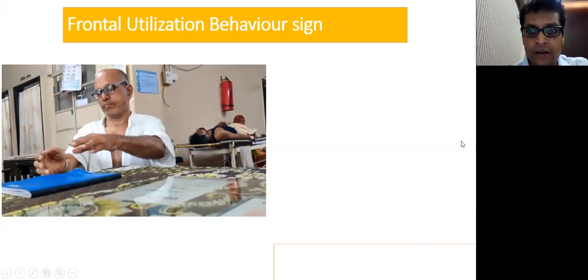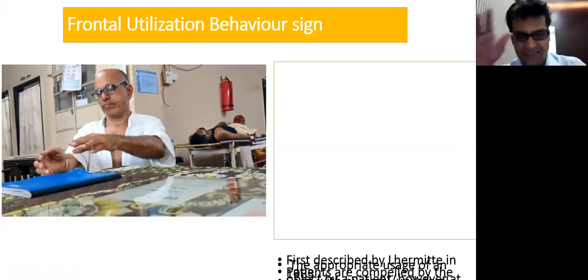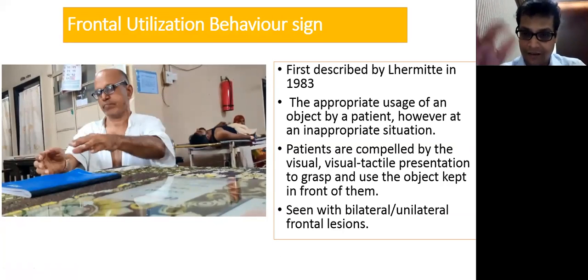Behavior sign, which is basically described by Lhermitte. It is also called Lhermitte's sign of cognition. What is frontal utilization behavior disorder?